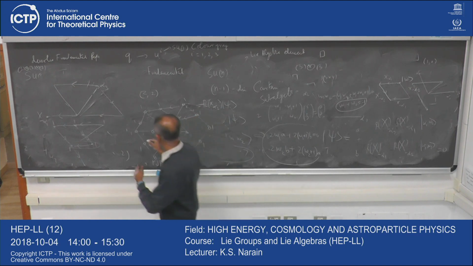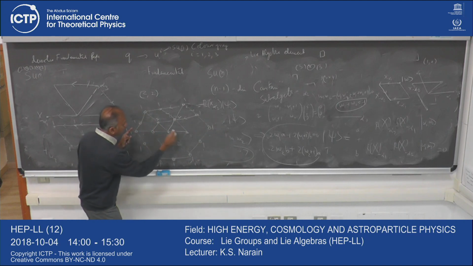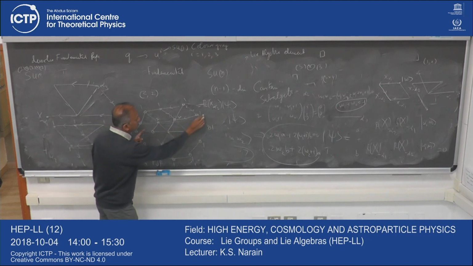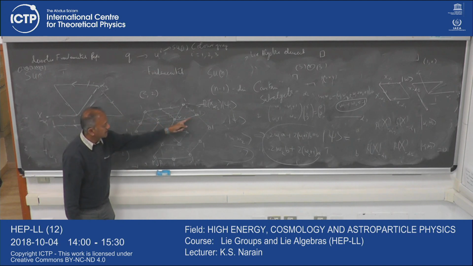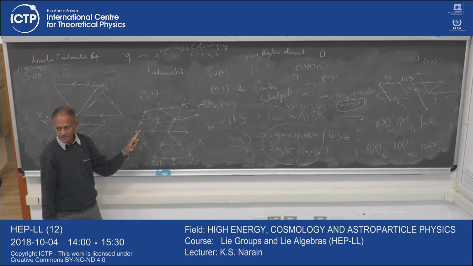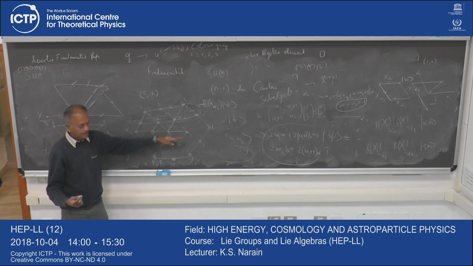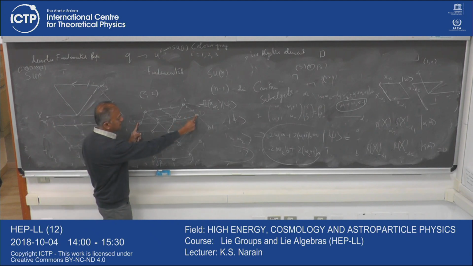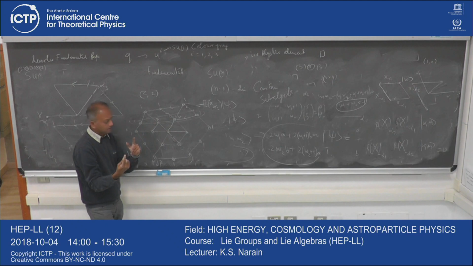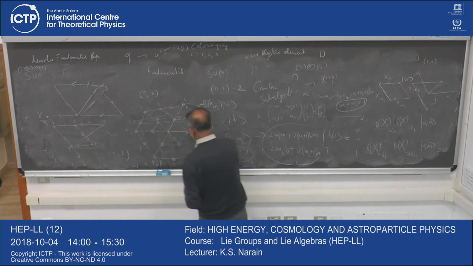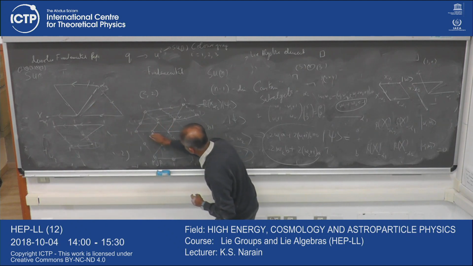From this SU2 point of view, there are six states. It's not an irreducible representation with respect to this SU2. There is one spin 3 half representation, which has 1, 1, 1, 1. But on top of it, I also have a spin half representation. So it's a spin 3 half plus spin half. And all of this inner thing will have 2 multiplicities.